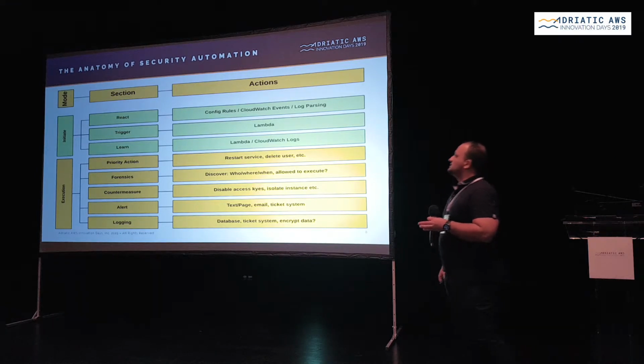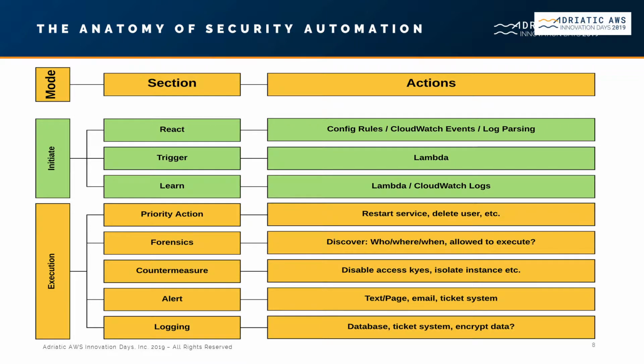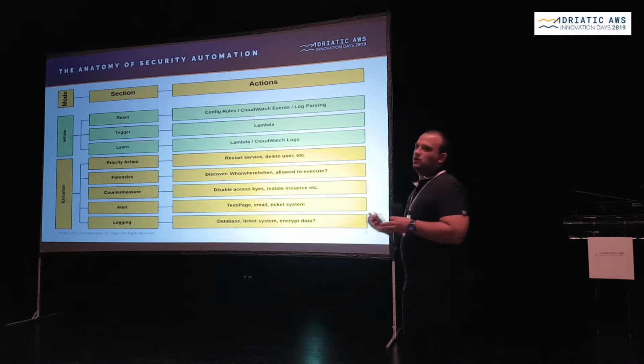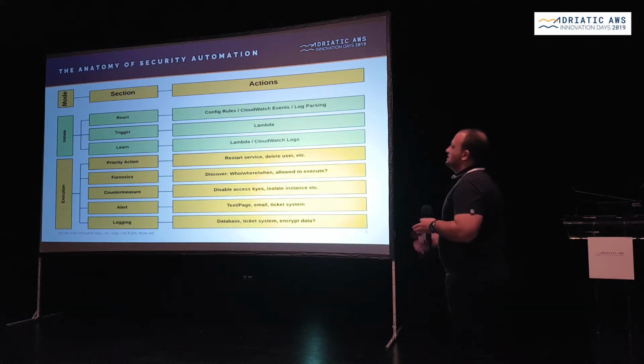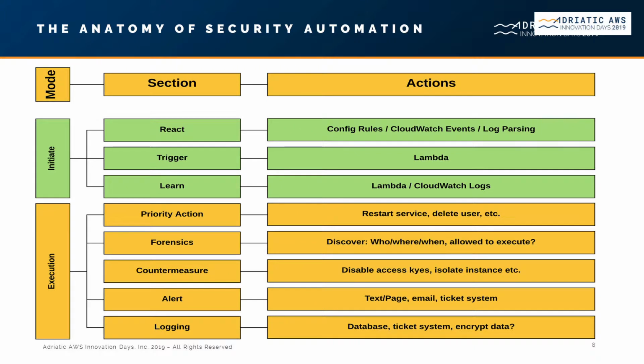Okay, on the following diagram, you can see the anatomy of the security automation. First, you see this green part. This is how you react and what you do when the event occurs. So first, you have options to react to the event, to trigger some code with Lambda, and then to learn about what has happened inside your AWS account. By that I mean to analyze your logs, to send them to the security team for forensics, etc.